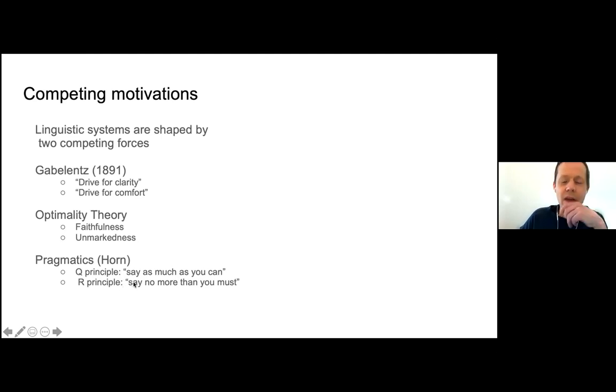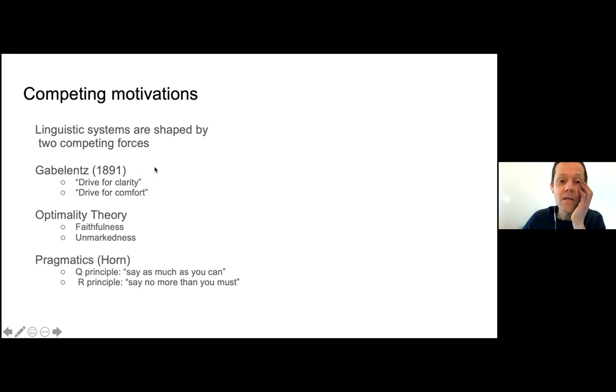As far as I can see, what all of these formulations share is that there's one principle which refers to the idea that language should be informative. It should allow the recipient of a message to understand precisely what was intended. That's the drive for clarity. The drive for comfort is the idea that it's good for messages to be brief and easy for the speaker to generate, and easy for the recipient to process as well.